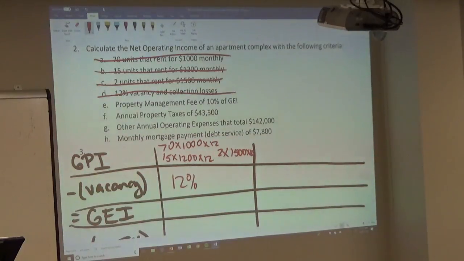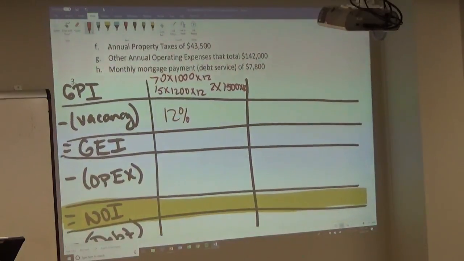E, property management fee of 10% of the gross effective income. So it's 10%. Oops, I'm putting it on the wrong line. It's very easy to do that. It's very easy to put the property management fee on the wrong line because it's an operating expense. We know we calculate it based on the gross effective income. So 10% management fee on my operating expense line here.